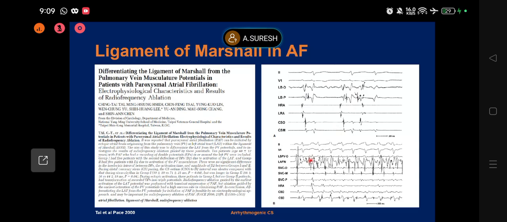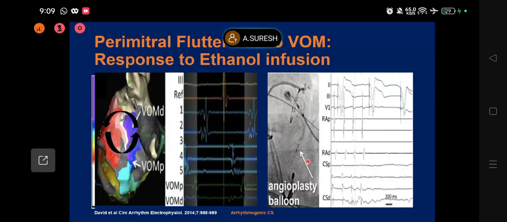So it has all the potentials of arrhythmogenesis. It has high innervation of the autonomic nervous system that leads to this atrial fibrillation. A study was done and a paper was published. It has shown that this vein of Marshall can cause even atrial flutter, perimitral atrial flutter.